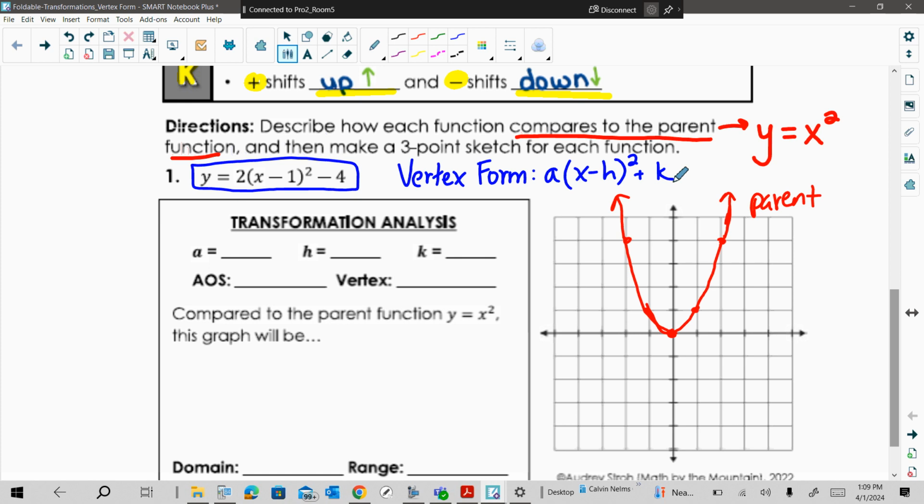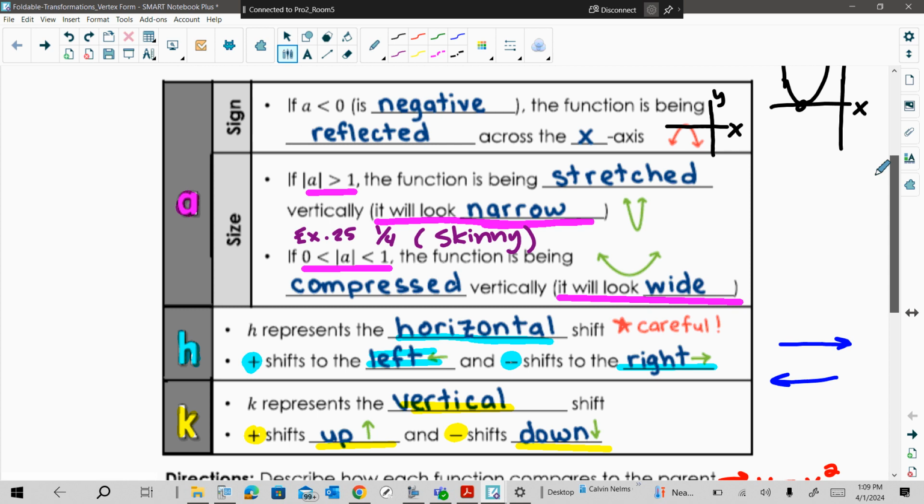So on here, if I line it up, A is before the parentheses. So what's the value of A? 2. Okay. So we write A equals 2. And A, if you go back to the top here, affects it reflecting up or down, and it reflects the size. So because we have a 2, would our sketch become narrow or wide? Yeah, it's going to become narrow, okay?